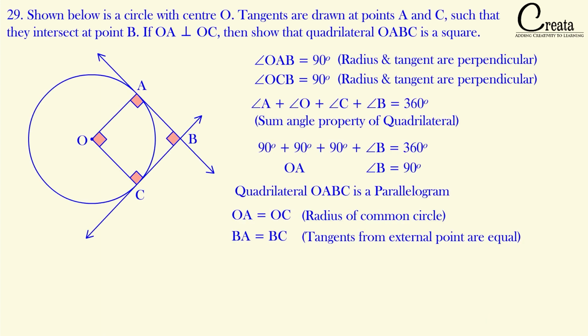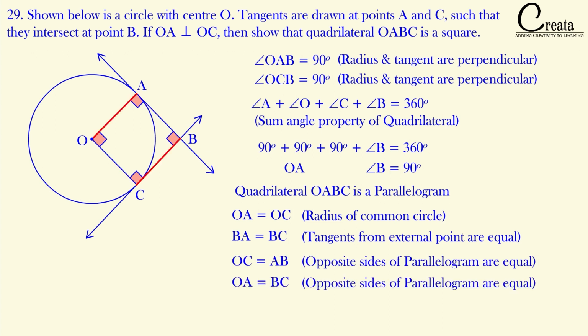Here the two radii are equal, and the two tangents BA and BC are equal to each other. And we know OABC is a parallelogram. In a parallelogram, the opposite sides are equal. It means OC and AB are equal to each other, and OA and BC are equal to each other. Opposite sides are equal and the adjacent sides are also equal, so all four sides of this parallelogram are equal to each other.